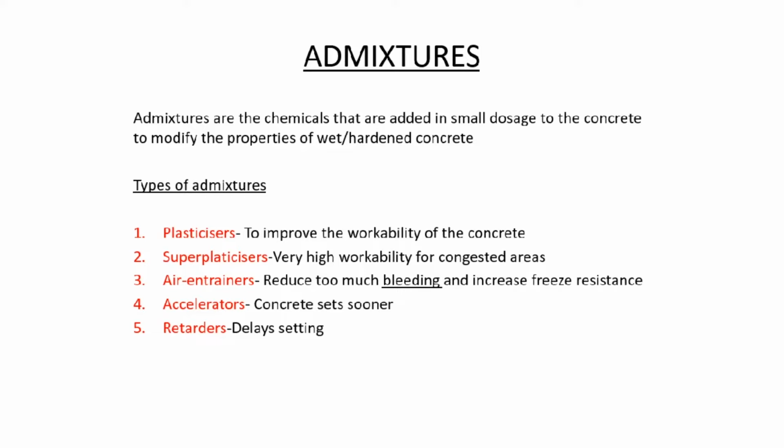We've got different types of admixtures. There are actually 5. The first one is the plasticizer. The second one is the super plasticizer. The third one is the air entrainer. And the fourth one is the accelerator. And the last one is the retarder. Okay, let's start talking about the first one. What is a plasticizer? The plasticizer is there to improve the workability of the concrete.